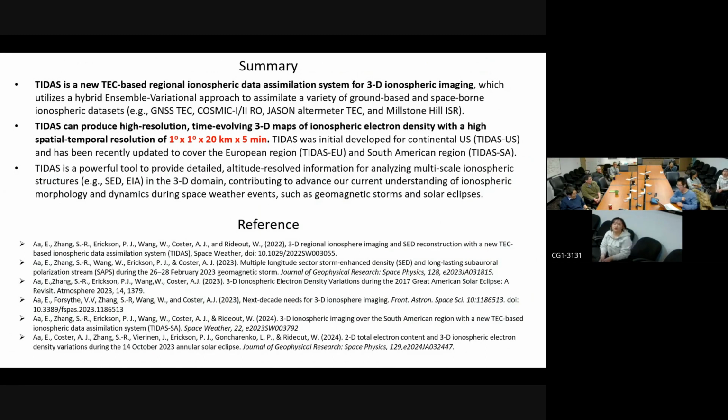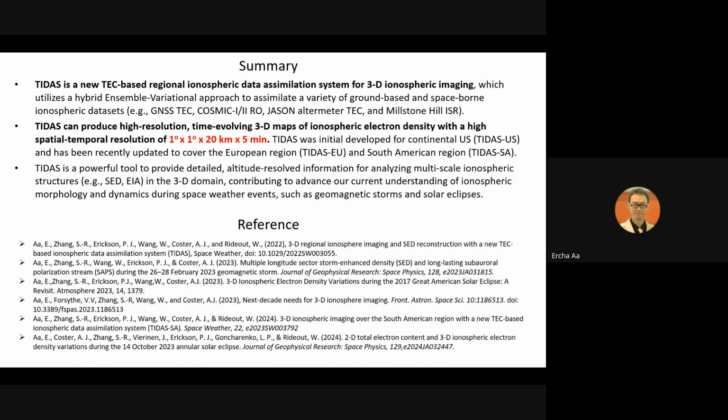Sorry, I just have a follow-up question about the resolution. You mentioned that there is some location where you cannot get 1 degree by 1 degree. What's the requirement? Right. For some regions, like above the desert or near the ocean, near the coast, we might not have a very dense TEC network.